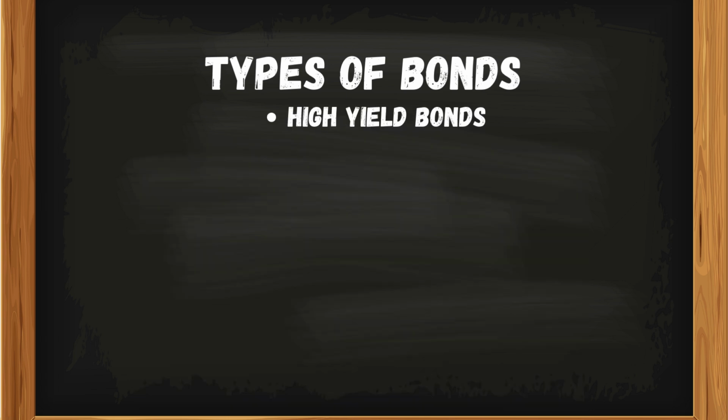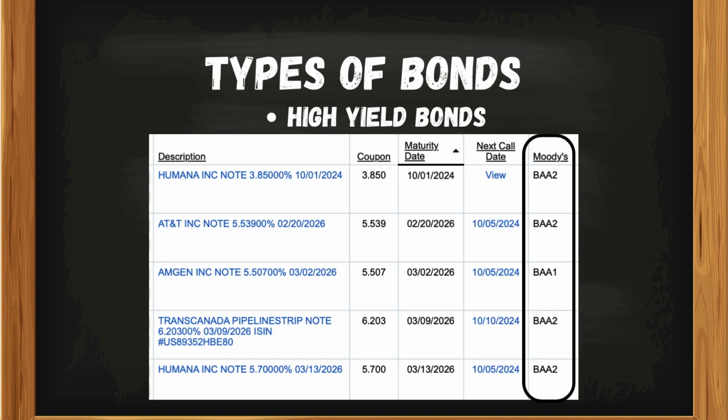High yield bonds, also known as junk bonds, are issued by companies with lower credit ratings. They offer higher interest payments to compensate for the increased risk of default. While they can be lucrative, they're also much riskier, so they require careful consideration.